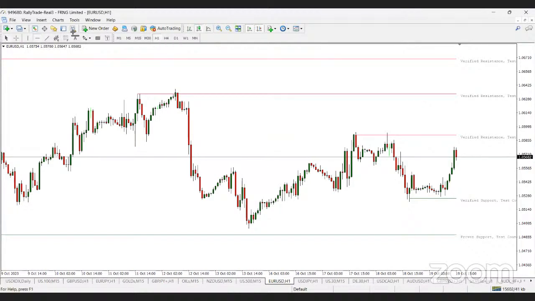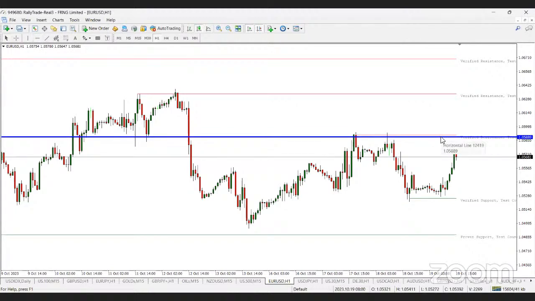So my advice for Euro USD is to look out for a sell if it gets up to 1.05880. If it gets to 1.05880, we should be looking out for a sell on Euro USD. You have a verified resistance not too far from that place, so we should consider selling from that point. Get it? Please get it though. So that is for Euro USD.